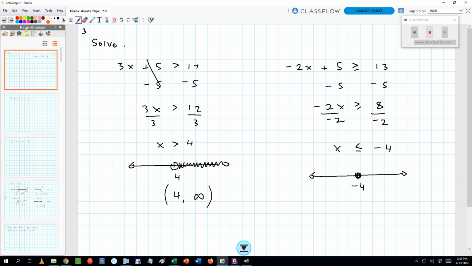A closed circle because of the equal to sign, and I will shade to the lower side because of the less than. Left-hand number is the negative infinity, the left-hand arrowhead, negative 4. You approach infinities, but because of the closed circle on the negative 4, we use a bracket.